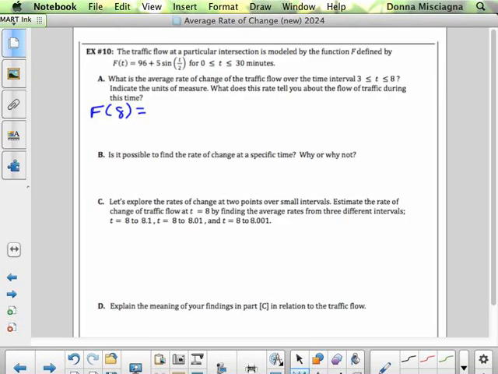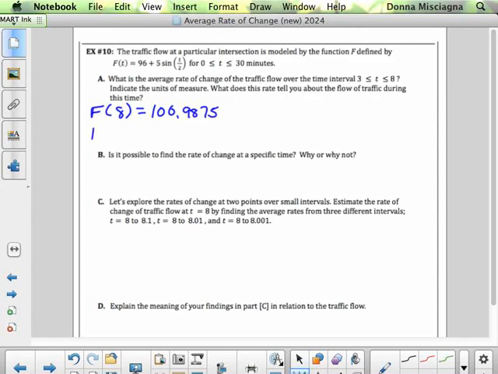There's no reason you can't have f of 3 minus f of 8, so long as you have 3 minus 8. But I always put the larger number in first. And I have f in my calculator. I just did 96 plus 5 sine, and then 3 divided by 2 is 1.5. So I got 100.9875.